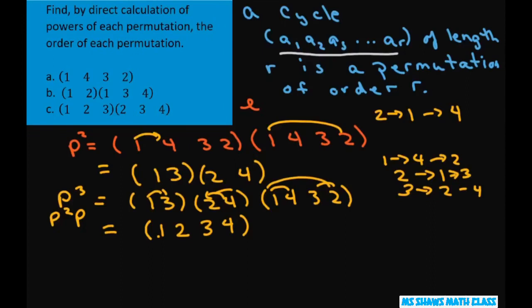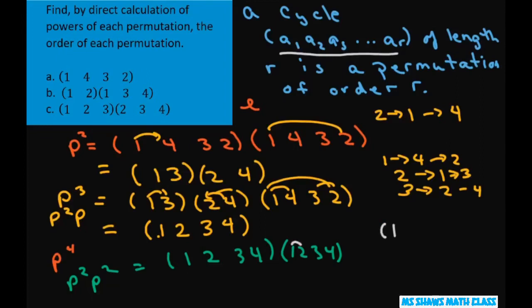So now we're going to do P to the 4th, which is actually P squared times P squared. So that's just these two, (1 3)(2 4) and (1 3)(2 4). We'll start with 1. 1 maps to 2. 2 maps to 3. 3 maps to 4. 4 maps back to 1. 2 is next. 2 maps to 3, 3 maps to 4, 4 maps to 1, and 1 maps back to 2.